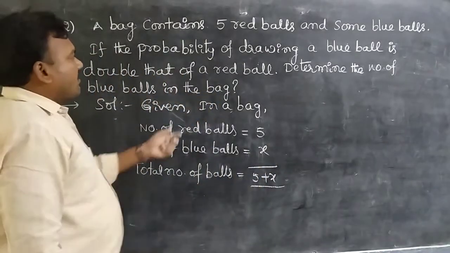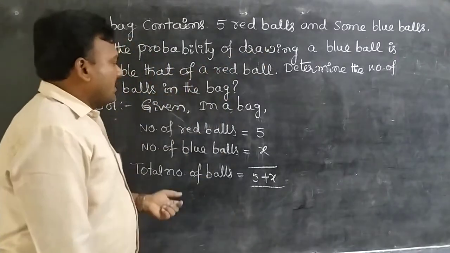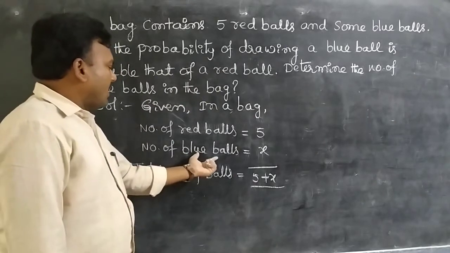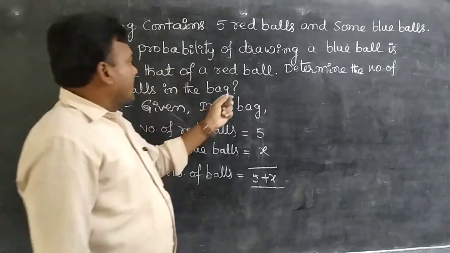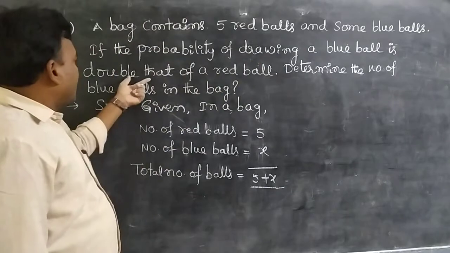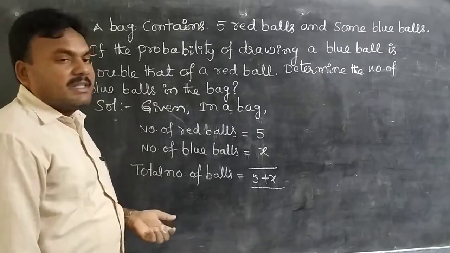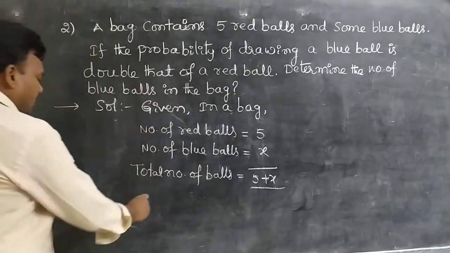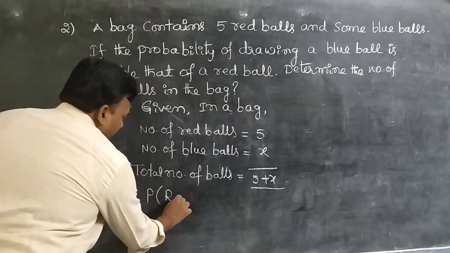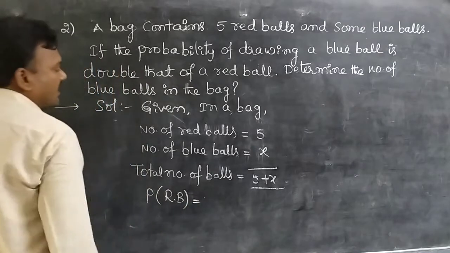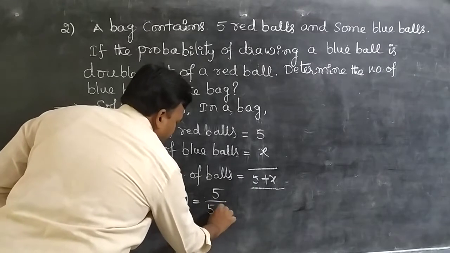Next one, if the probability of drawing a blue ball is double that of a red ball. That means first we find the probability of blue ball along with the probability of red ball, students. Then one clue is given: the probability of drawing a blue ball is double that of a red ball. Determine the number of blue balls in the bag. So probability of red ball equals favorable outcomes 5, total number of outcomes 5 plus x, that is 5 by 5 plus x.